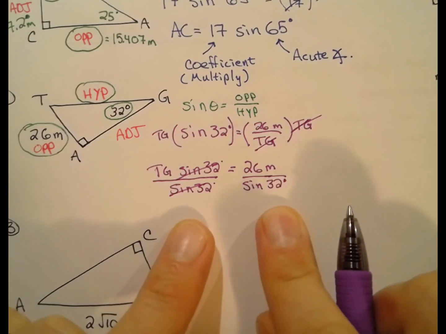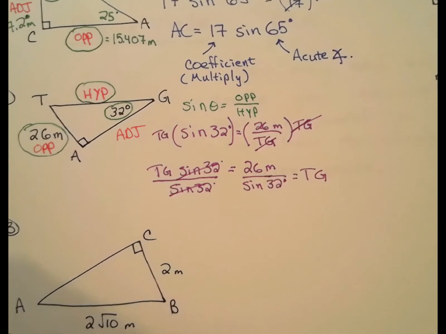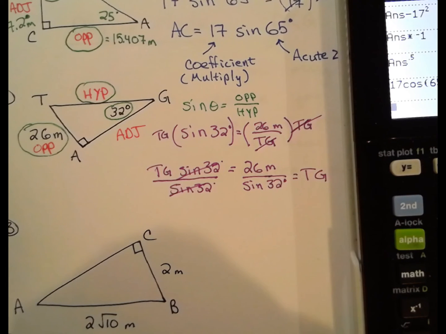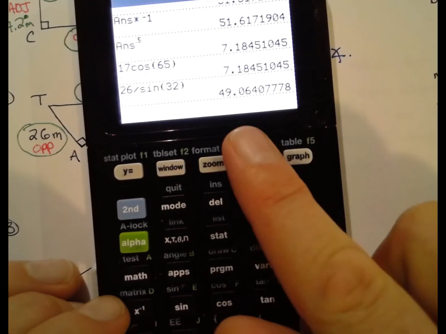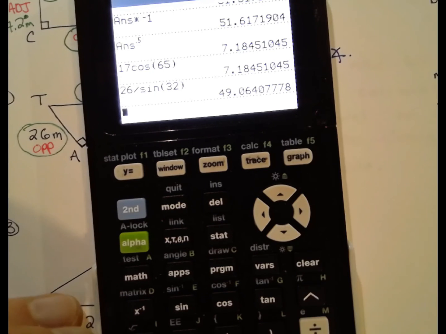And this is exactly the expression for TG. 26 divided by sine 32 degrees. And I get 49.1 is how that would be rounded to 1 decimal place.